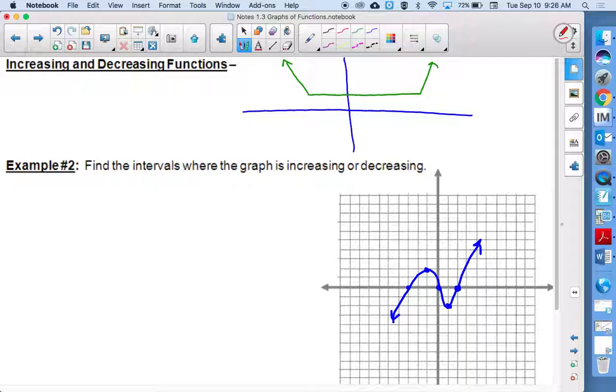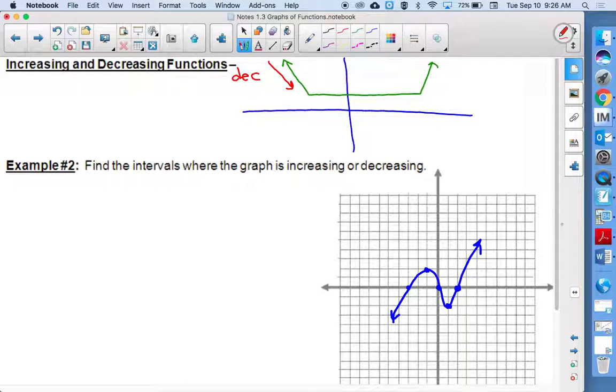So even though this little left side here has an arrow pointing up, it actually is the part that is going down or the part that is decreasing. So from left to right, that slope of the line is going down and it's decreasing. So that would be our decreasing portion of the graph.